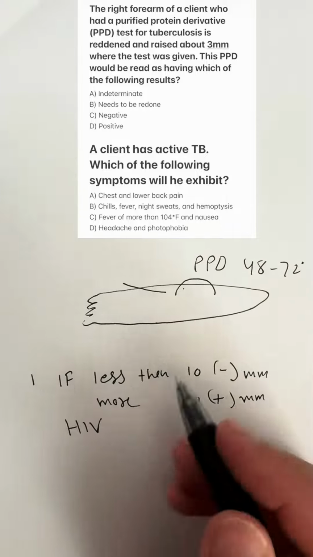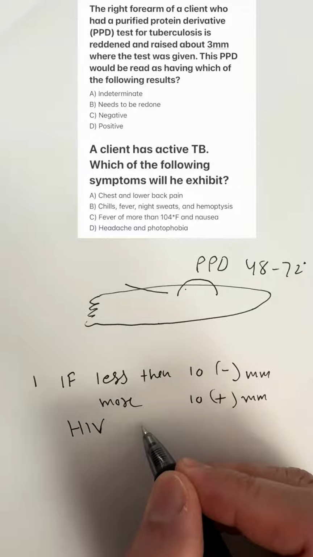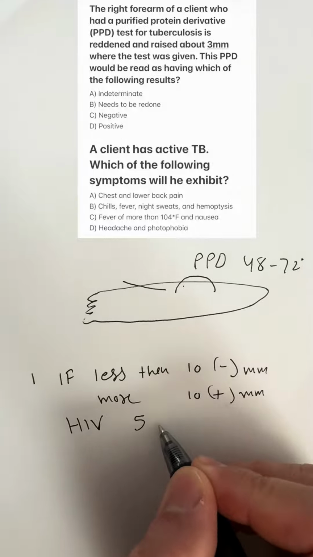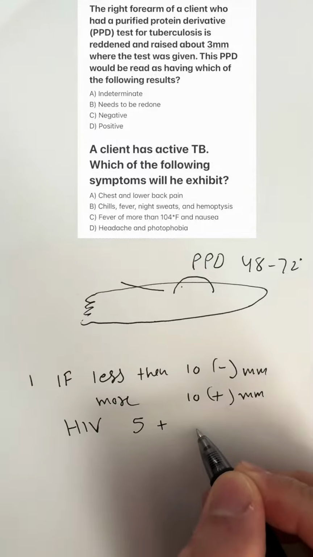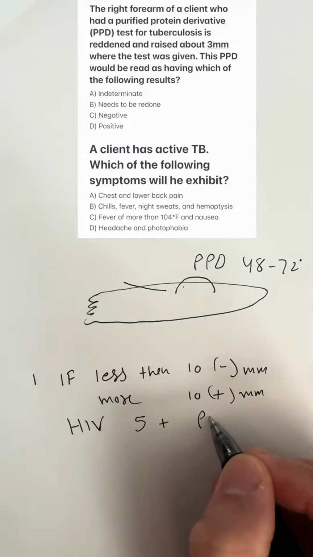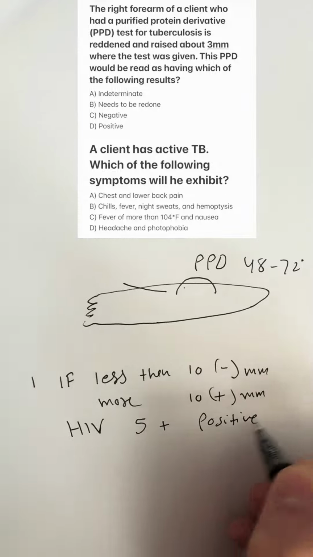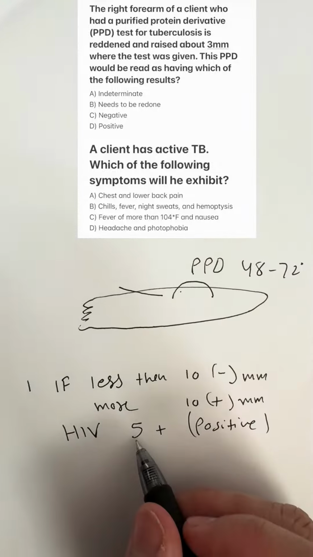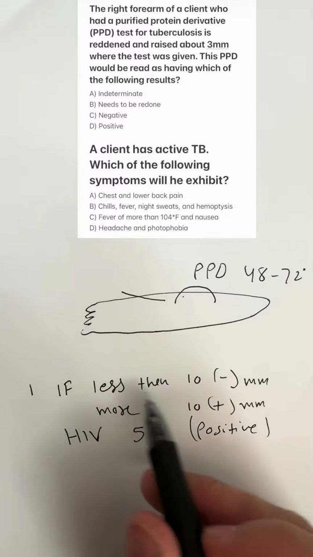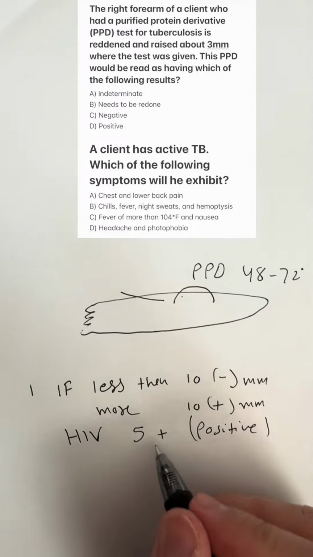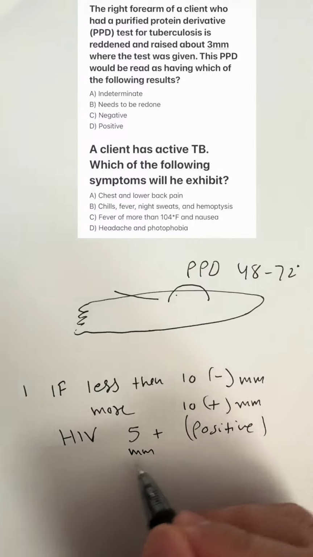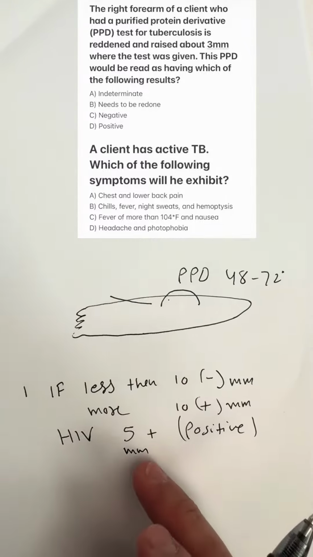But if the patient has HIV and the reading is 5 plus, that means it is already positive. For an HIV patient, if it's 5 millimeters or more, it's positive. But for normal people, we consider 10 millimeters. So hopefully it's clear for you guys.